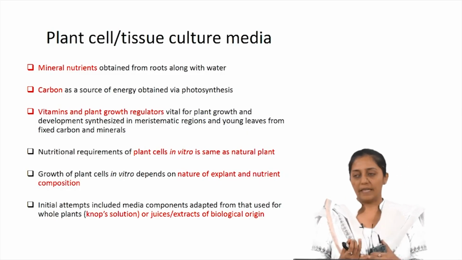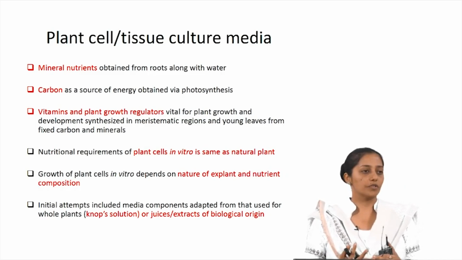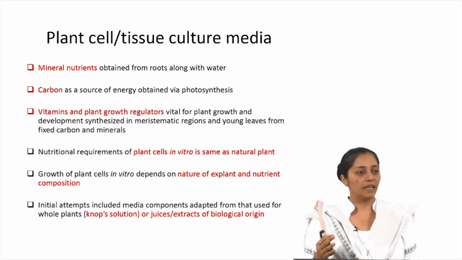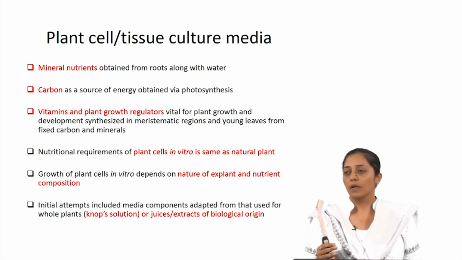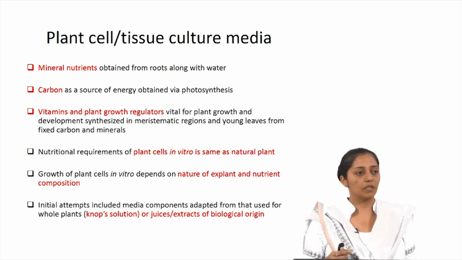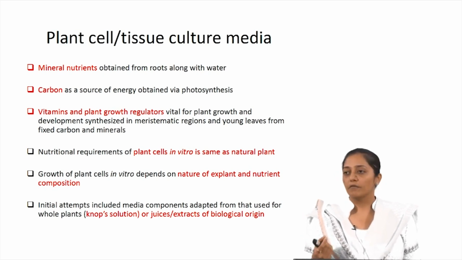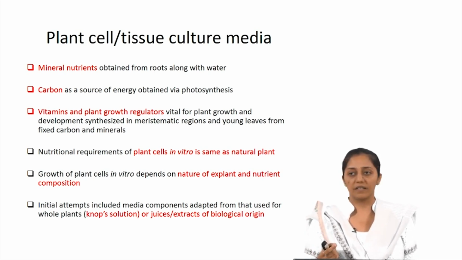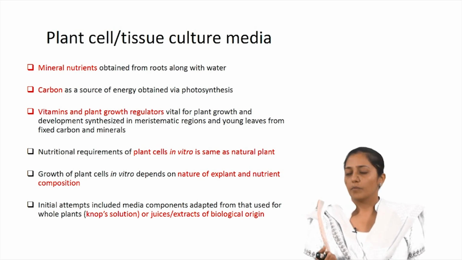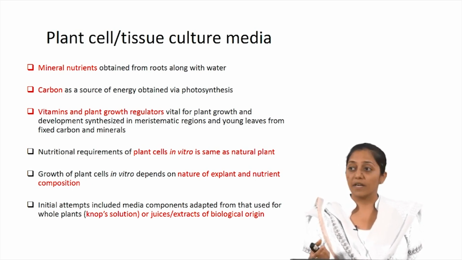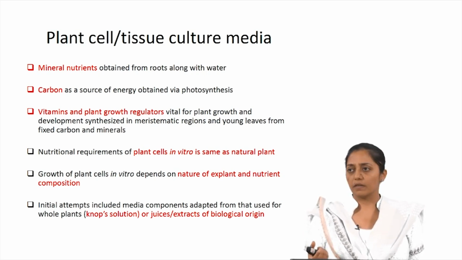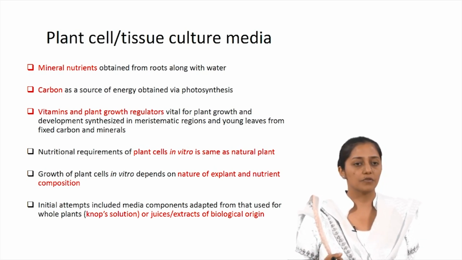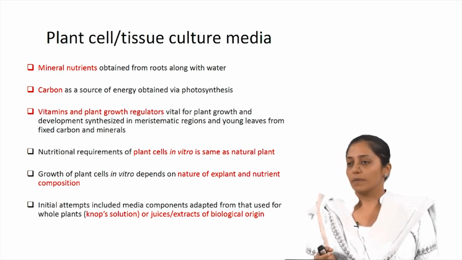We all know that any kind of living cells would need a carbon source and mineral nutrients. Now whole plants take their mineral nutrients and water from the soil, but how is it different in plant cell and tissue cultures? Generally in whole plants, vitamins and plant growth regulators are synthesized at the meristematic regions or in young plants. Probably the reason is that those are the sites where they are most needed, and after production, they can be transported for various other developmental reasons to the mature parts of the plant.